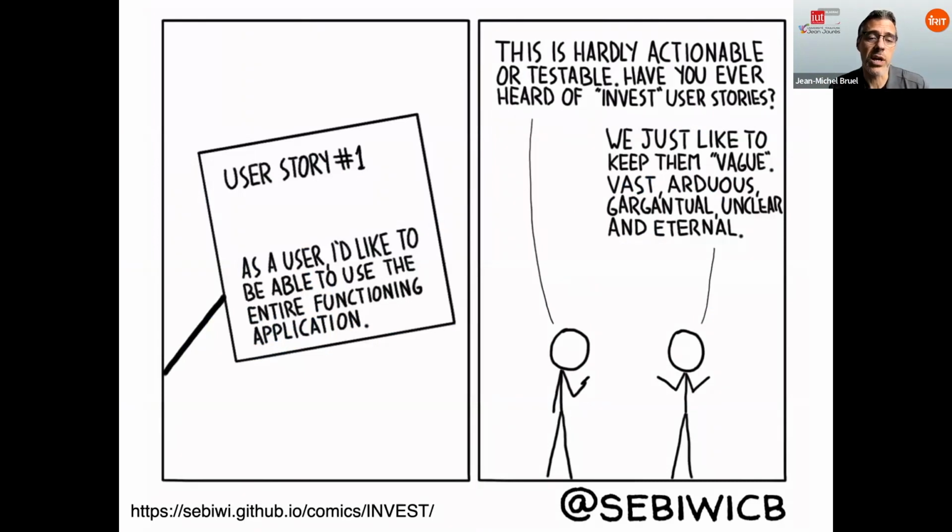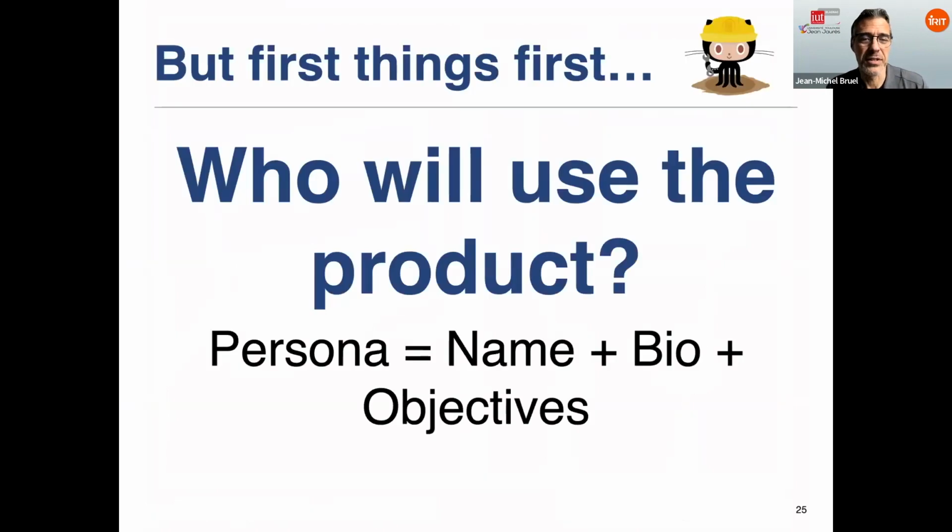And okay, this is a good example of a bad user story. As a user, I'd like to be able to use the entire functioning application. This is very vague. There's no way you can test this, apart from having the user play for infinity with your application and things like that. Okay, so this is the classical INVEST versus vague. A user story which is vague is vast, arduous, gargantuan, unclear, and eternal.